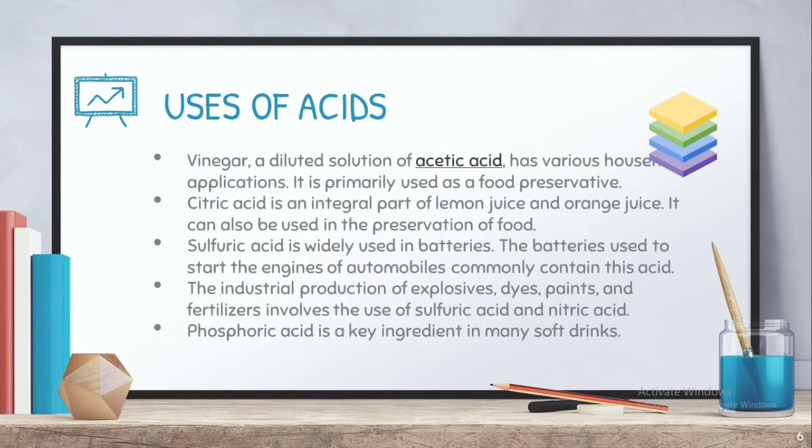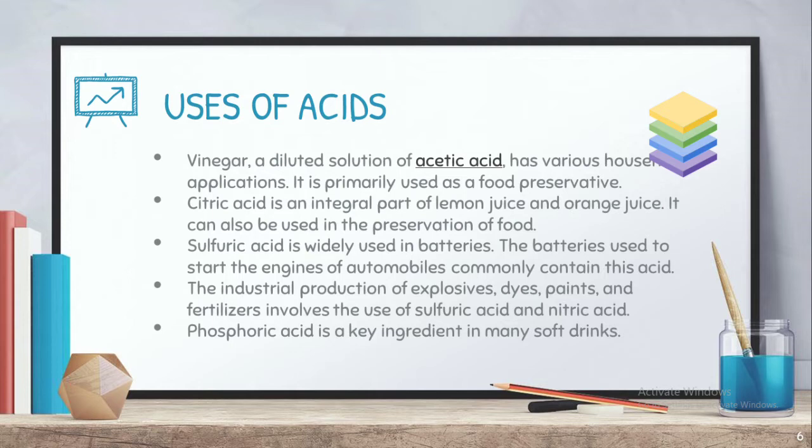So, we have here the uses of acids. Vinegar, a diluted solution of acetic acid, has various applications. It is primarily used as a food preservative. Citric acid is an integral part of lemon juice and orange juice. It can also be used in the preservation of food.